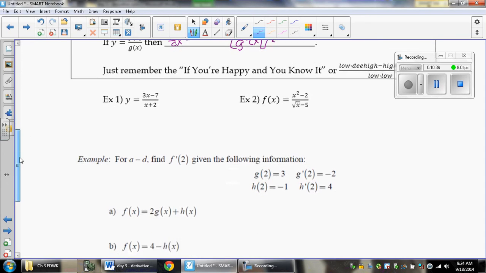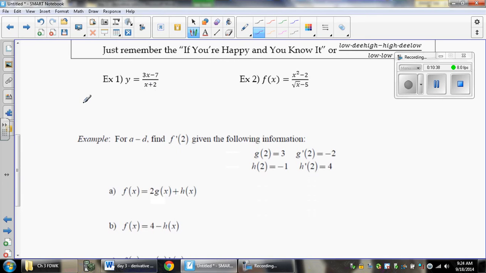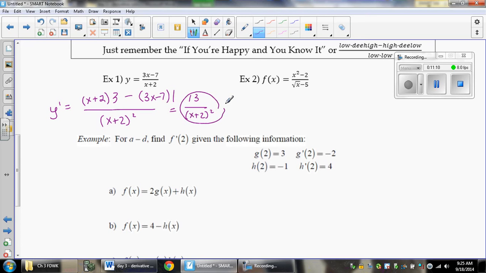So the quotient rule, I will quickly go through one, and then you can do the other. So if I do the quotient rule down here, y prime is going to be the bottom times the derivative of the top minus the top times the derivative of the bottom, all over the bottom squared. Now this is just begging to be simplified because it's easy, so I am going to simplify this one. So I've got 3x minus 3x, so those are gone. 6 minus negative 7, so 13 on top, over x plus 2 squared. So there's our derivative there.